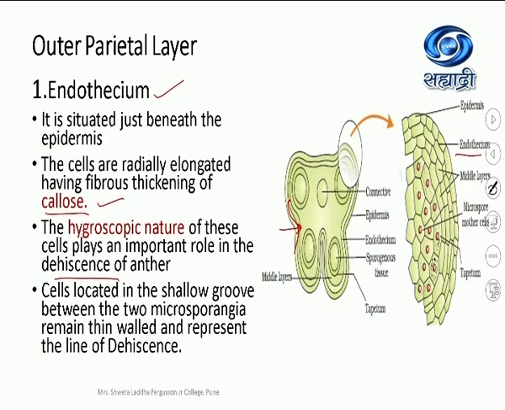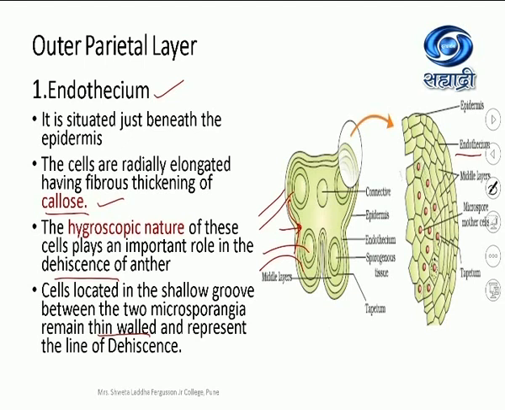So this is the shallow groove. Here in the shallow groove, the cells of the endothecium in this region between the two microsporangia remain very, very thin. As soon as they absorb water, what will happen? Because they are thin, there will be a lot of pressure and it will break. And if this breaks, what happens? All these microspores will be released outside.